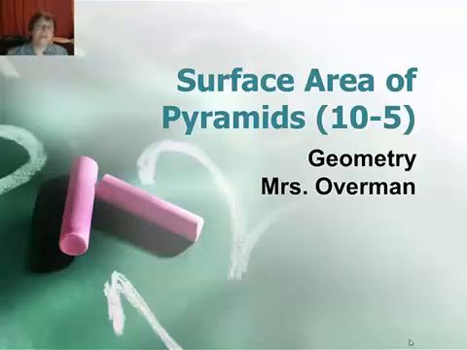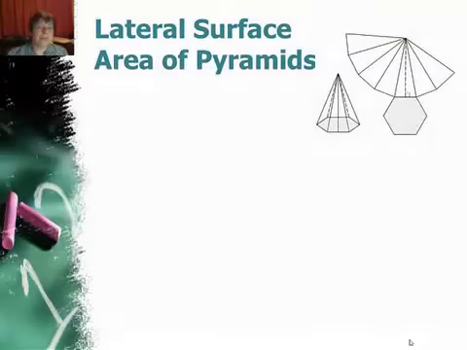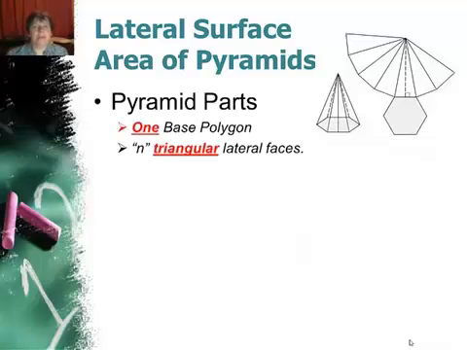Now we're going to take a quick look at the lateral surface area of pyramids. So what is the lateral surface area? A pyramid has one base polygon, which you can see right here, this hexagon in this example, and then it has n triangular lateral faces, one for each of the edges.